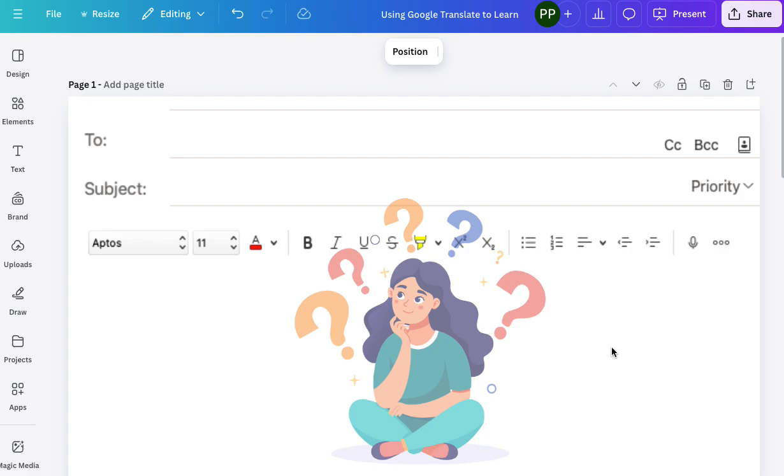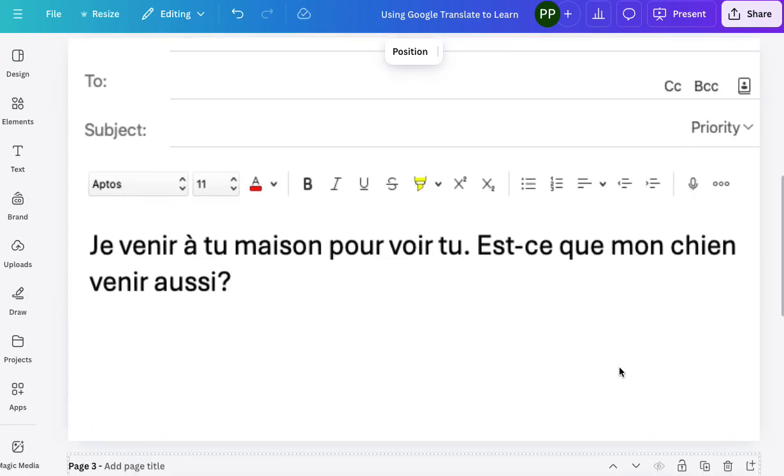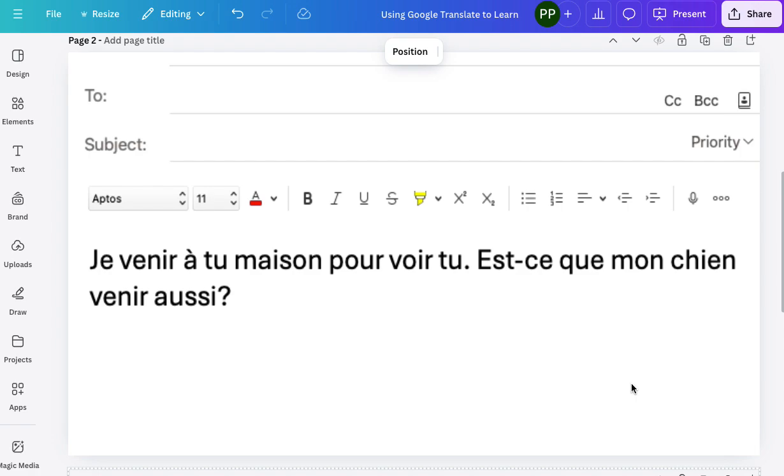Okay, and I'm going to do the best that I can with my skills and knowledge. So what would I write? Okay, this is the best I can do. Je venir à tu maison pour voir tu. I'm trying to say, I'm going to come to your house to see you. There are some things here I know that I've done incorrectly, but I don't know how to fix them. Like tu, I've used that a couple of times. It doesn't seem right. I think there's another word, but I'm not sure what it is.